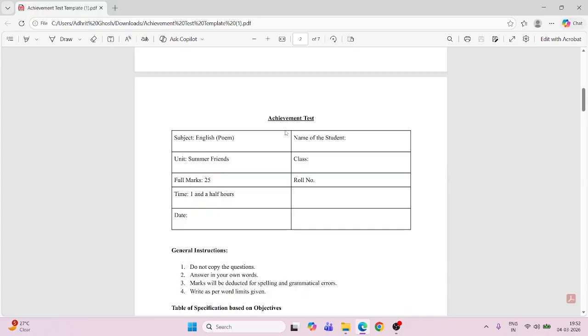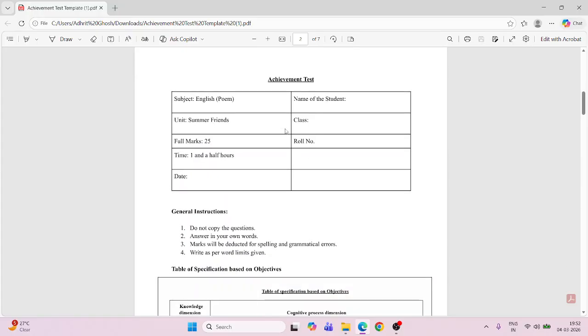And now we come to the basic template of achievement test. The introductory part is over. So now we have come to the basic body of the practicum. In the very beginning, you have to write down the subject, which is English. It can be poem or prose or grammar or composition, whatever you're doing. In my case, I've taken a poem, so I've written English poem. Then unit will be the name of the chapter. If specifically you have unit 1, 2, 3, you can write that.